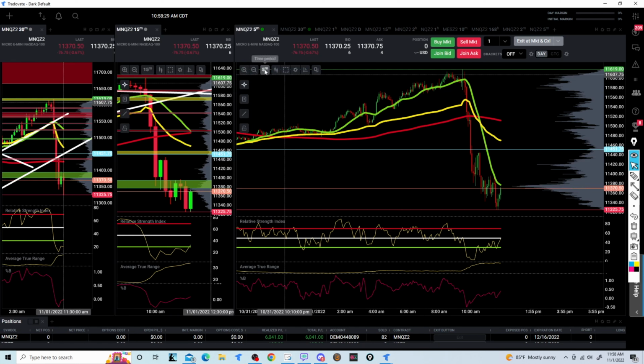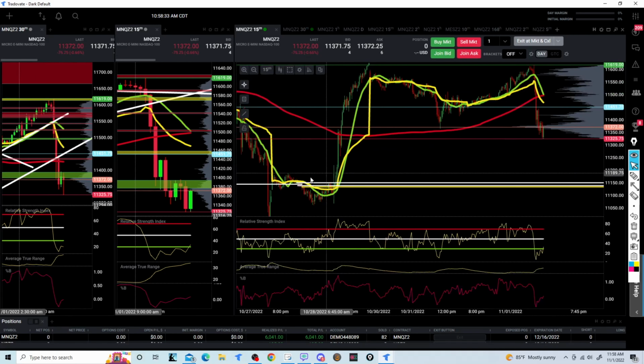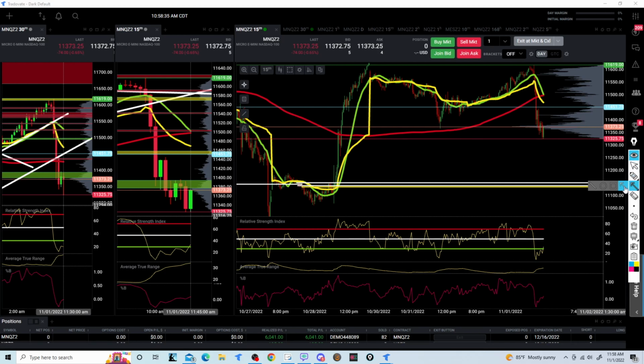15-minute time frame. You see how powerful it is? Trade in the direction of the 20.